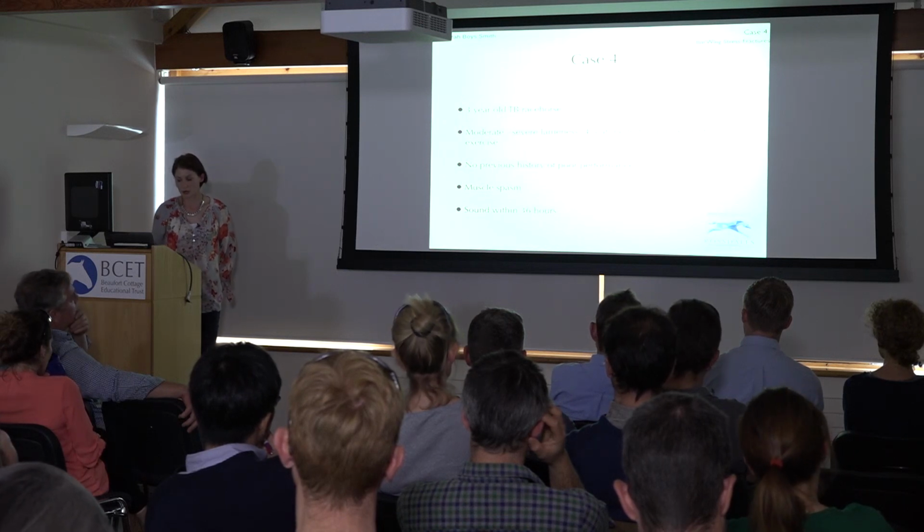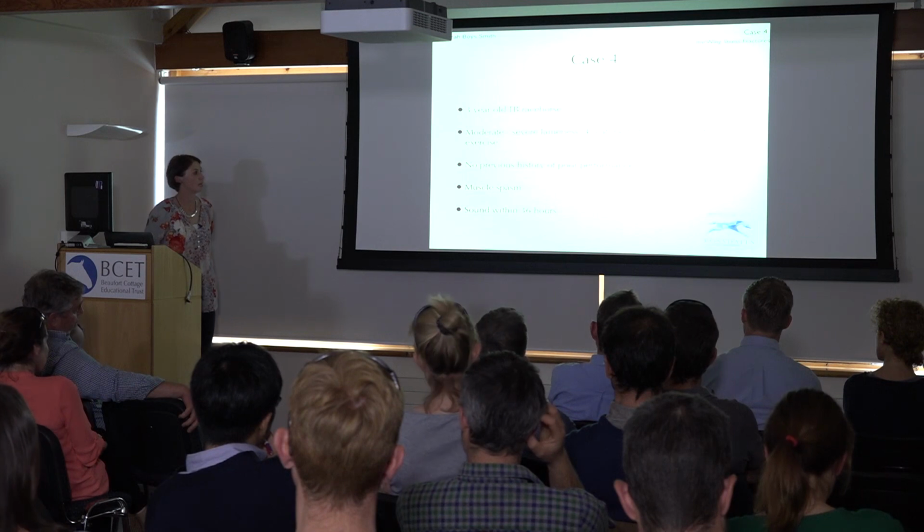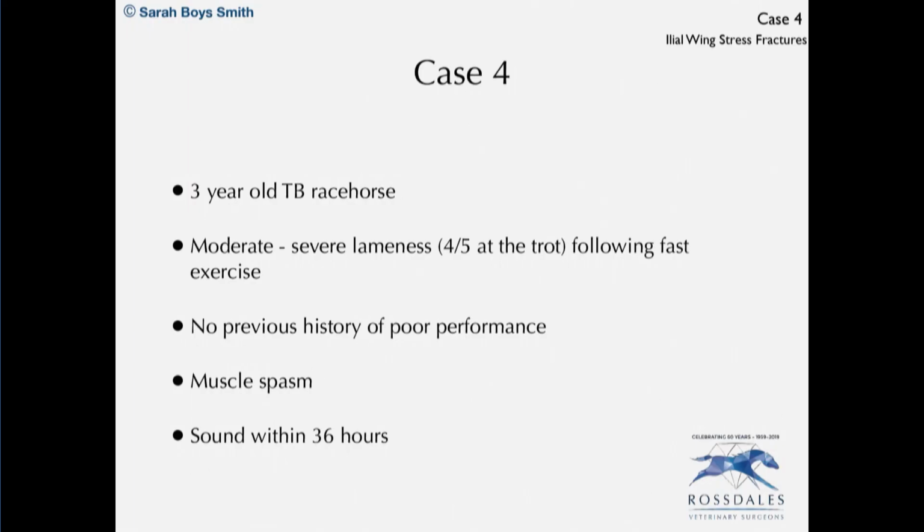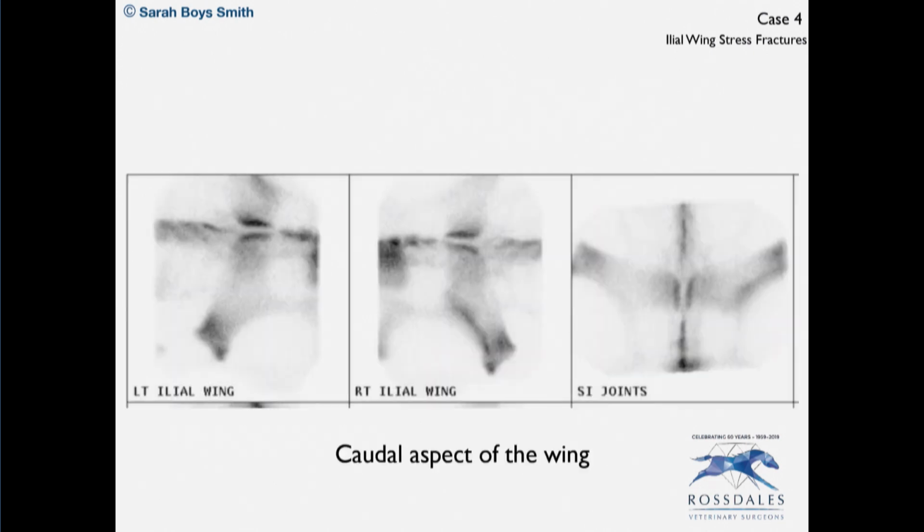And again, a 3-year-old presented this time with a moderate lameness, so it was 4 out of 5. Otherwise, no previous history, sound within 36 hours. So again, this is more of a typical stress fracture presentation. And this horse has a very different configuration to the scintigraphical findings. So we've got a long area of increased uptake of the radionucleotide on this ilial wing and extending on towards that ilial shaft. So that's obviously a very important area to be able to assess scintigraphically as well as ultrasonographically.